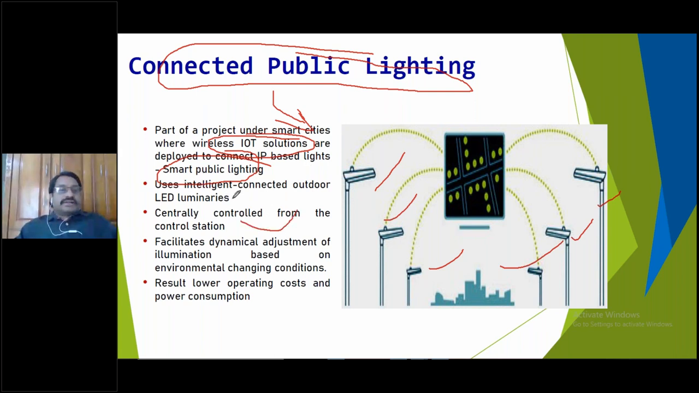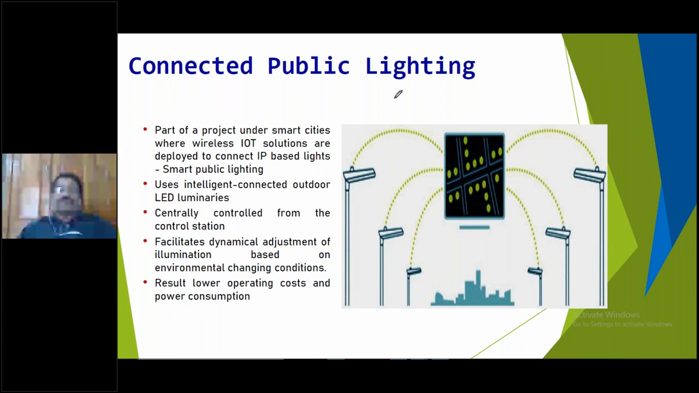They are centrally controlled from a control station using intelligent connected outdoor LED illuminators. This also provides dynamic adjustment of illumination based on environmental conditions or changing conditions, based on occupancy, based on the need or requirement. IoT-connected public lighting facilitates this, which results in lower operating costs. The sensors may be proximity sensors, temperature sensors, humidity sensors and motion sensors. If any object is moving, then the public light is controlled. By interconnecting these types of sensors, IoT-connected public lighting can be achieved.